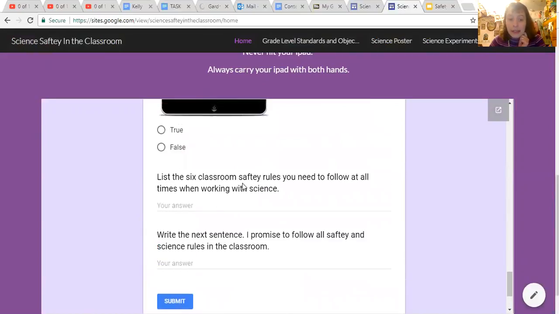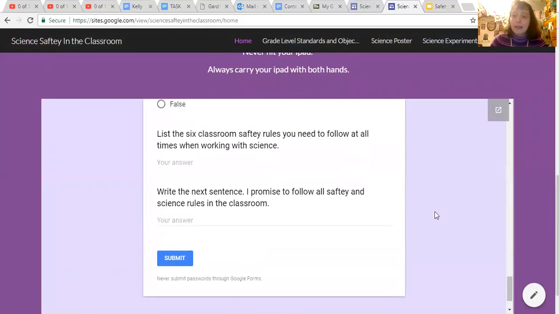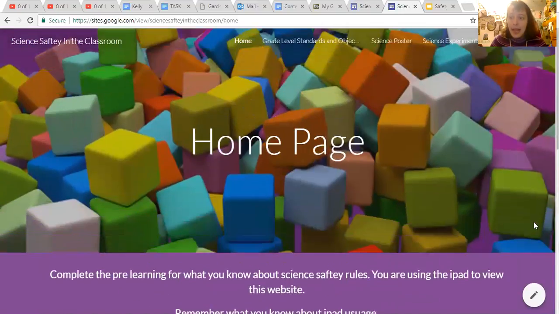This question lists the 6 classroom safety rules. You may not be able to answer this time because you do not know all of them, and we have not talked about all of them yet. And then write this next sentence: I promise to follow all safety and science rules in the classroom. I want you to write this sentence starting at I promise. Science safety rules are very important, and for you to be safe in the classroom, we need to have them.